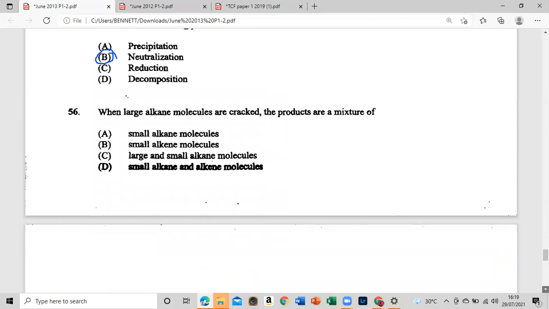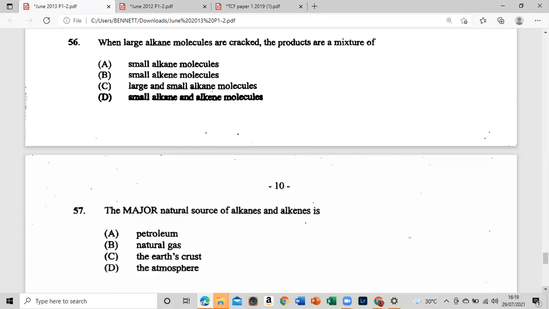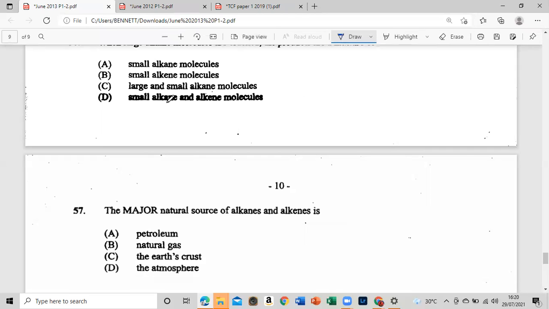All right, let's move on to 56. When large alkane molecules are cracked, products are a mixture of, is it A, small alkane molecules, B, small alkene molecules, C, large and small alkene molecules, or is it E, small alkane and alkene molecules? That's the answer for that, guys. We're almost there. And it is small alkane and alkene molecules. 3 to go, 3 to go.